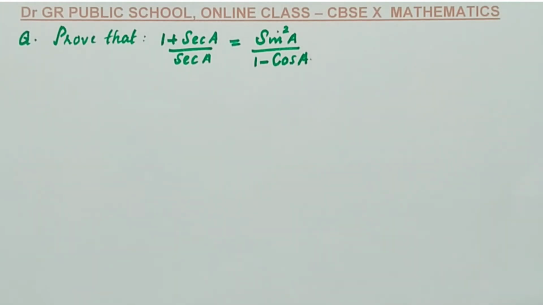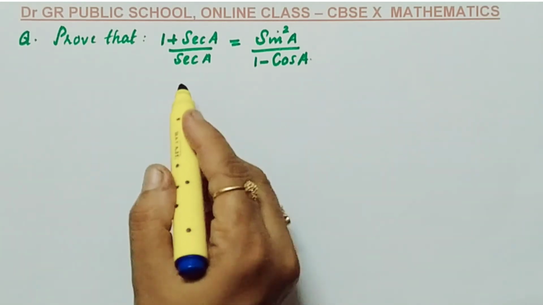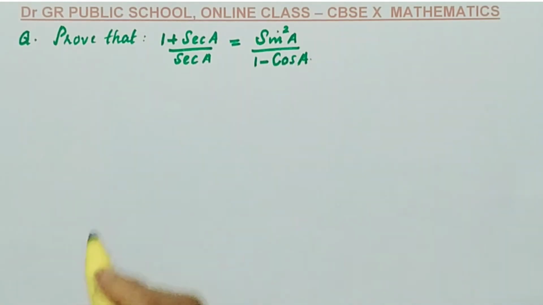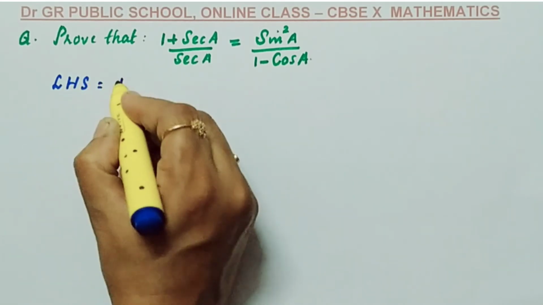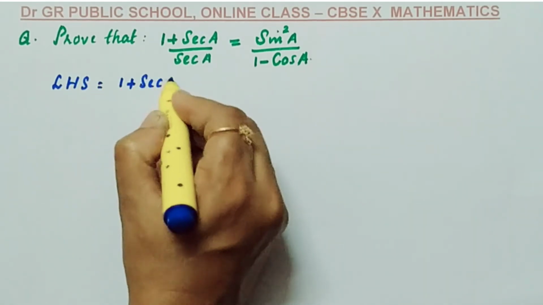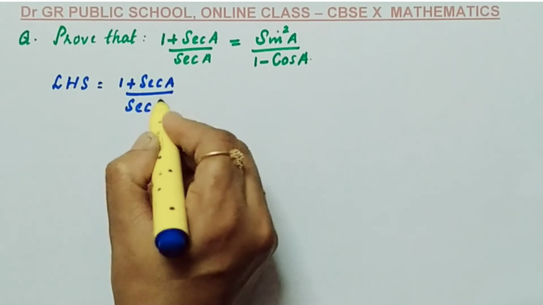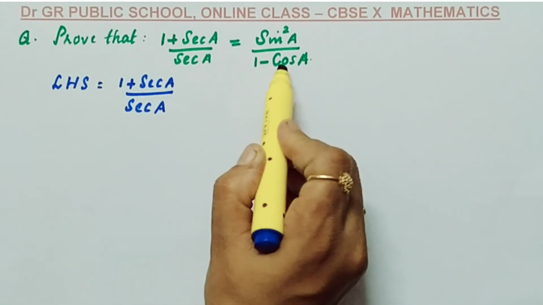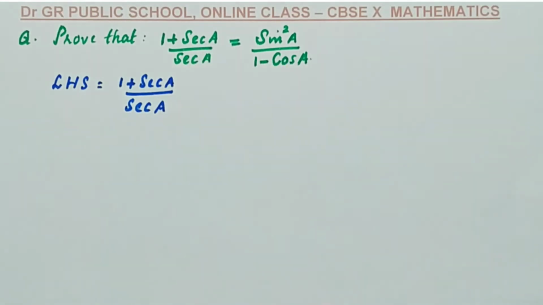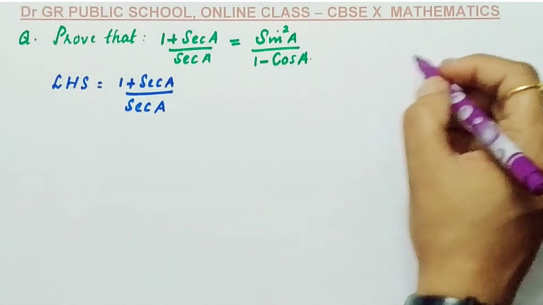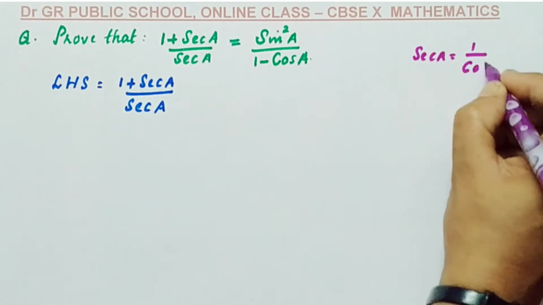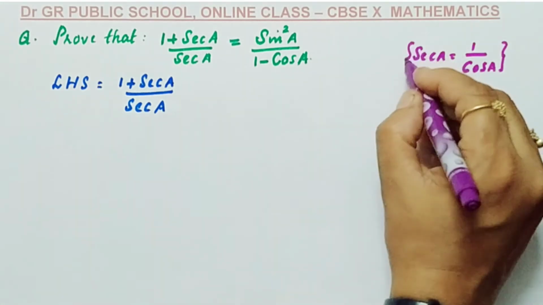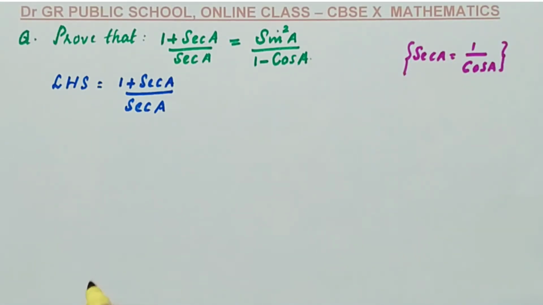Another question. Prove that (1 plus sec A) by sec A equals sin square A by 1 minus cos A. Simple question. I am going to take the LHS. LHS equals 1 plus sec A by sec A. Looking at the RHS, I know well that sec A needs to get converted to cos A. What is the relation connecting sec A and cos A? Sec A equals 1 by cos A. Sec A and cos A are reciprocal to each other. This relation I am going to apply in the first step.